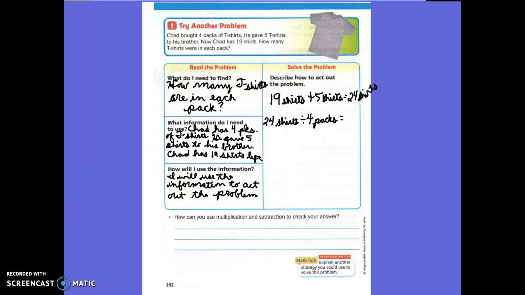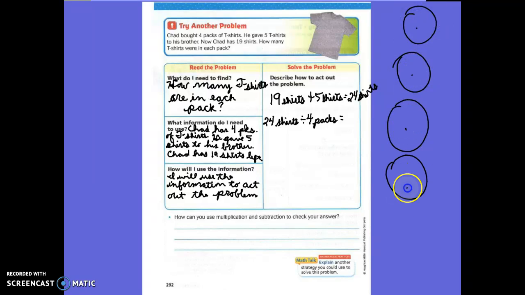Now, boys and girls, the answer in the book says that they had 19 counters, and then they added 5 more, which would have been 24 total counters. But if you're dividing by four, you would have to put the 24 counters in groups of four. Okay, count 24. 1, 2, 3, 4, 5, 6, 7, 8, 9, 10, 11, 12, 13, 14, 15, 16, 17, 18, 19, 20, 21, 22, 23, 24. How many are in each group? Six. So there will be six shirts in each pack.